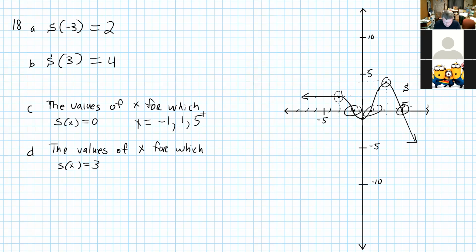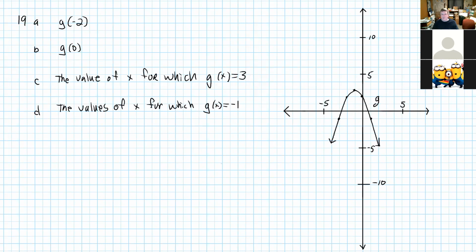All right. What about S of X equals 3? Let's see, that would be right along here. So what values of X have a corresponding Y value that's 3? 2 and 4. Good. All right, we okay with that?